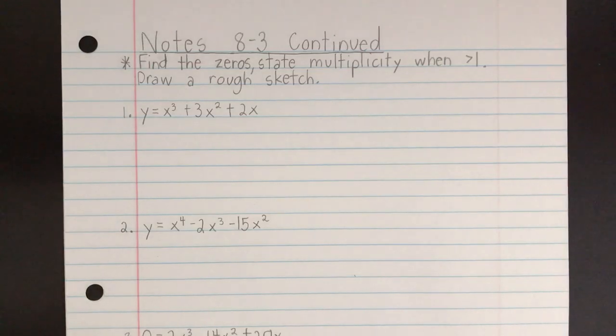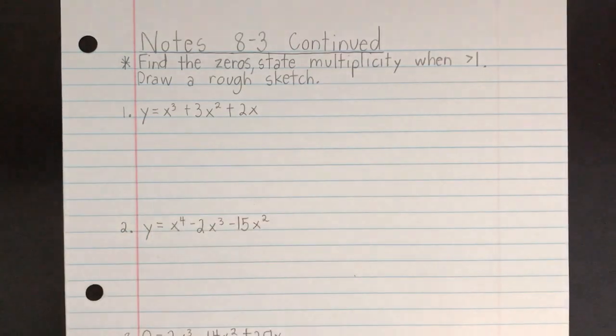Today we're looking at notes 8-3 continued. So we're still finding the zeros, stating the multiplicity when greater than 1, and drawing a rough sketch. It's just that now the polynomials are given to you in standard form instead of pre-factored form. So unfortunately on these you will have to factor first and then find the zeros.